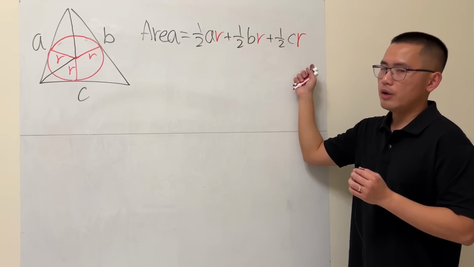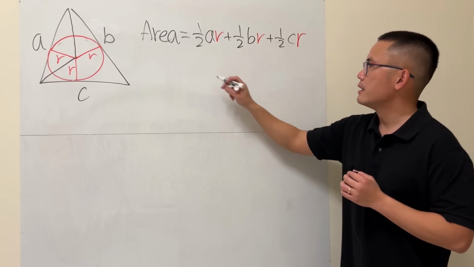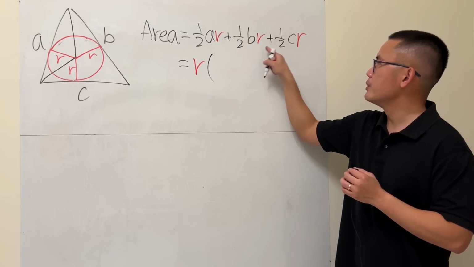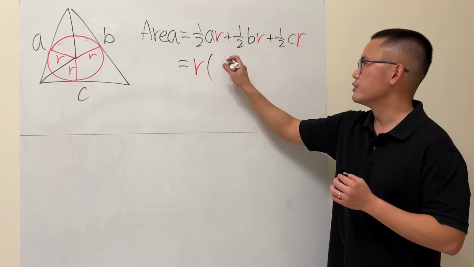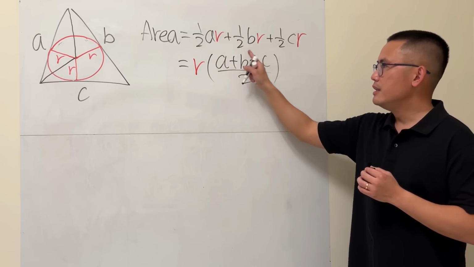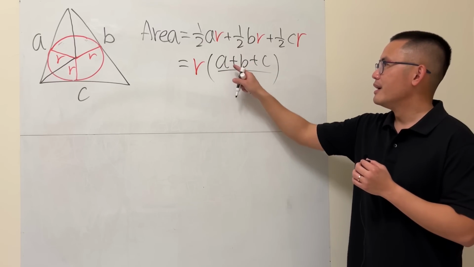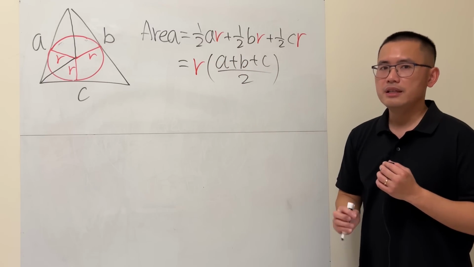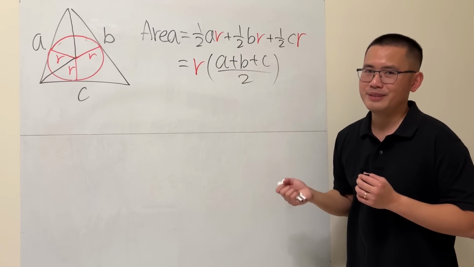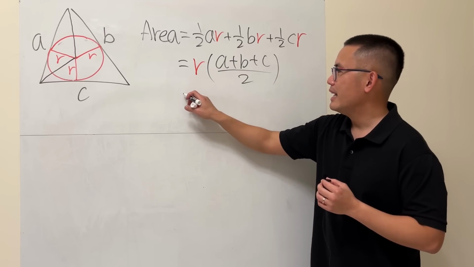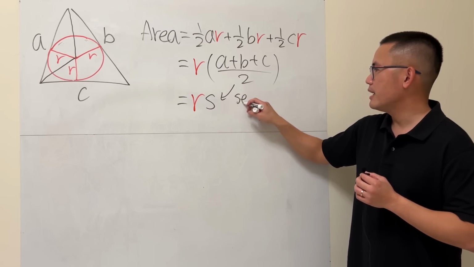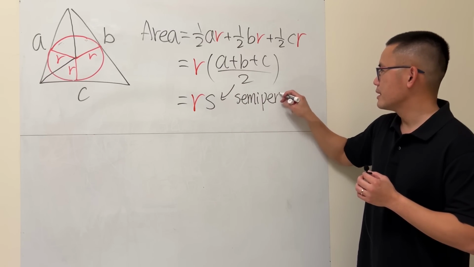Have a look here though. I'm going to factor out the R. And then I'm going to write it as A over 2, B over 2, and C over 2 and add them up, right? I'm just going to put it A plus B plus C all over 2. This expression actually has a name. The top A plus B plus C is just the perimeter of a triangle. And when we divide it by 2, it's called the semiperimeter. And the usual notation for that is S. So this is the semiperimeter.